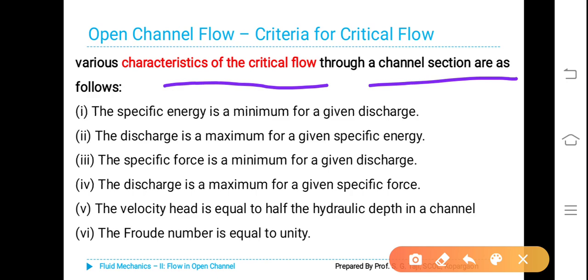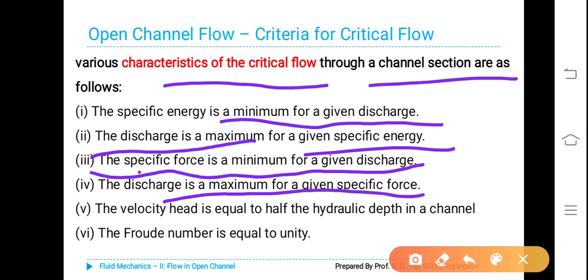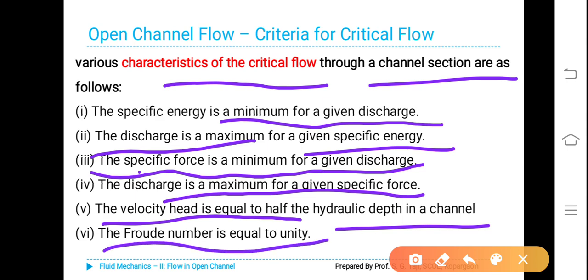The specific energy is a minimum for a given discharge. The discharge is maximum for a given specific energy. The specific force is a minimum for a given discharge, that we are going to see in the future slides. The discharge is maximum for a given specific force. The velocity head is equal to half the hydraulic depth in a channel. The Froude number is equal to unity. Is it clear? These are 6 characteristics that are more important.